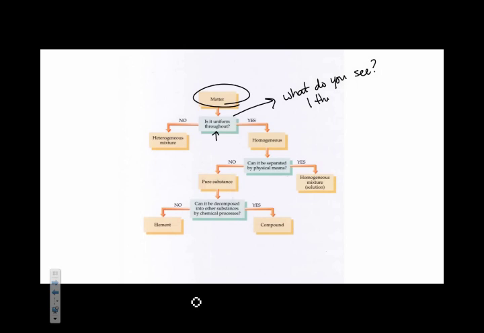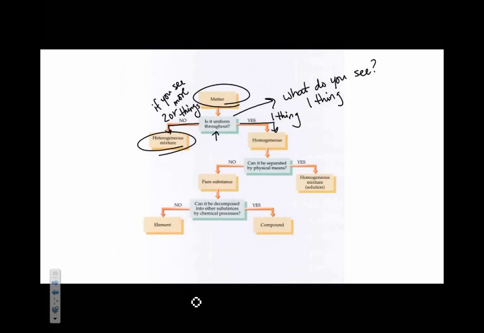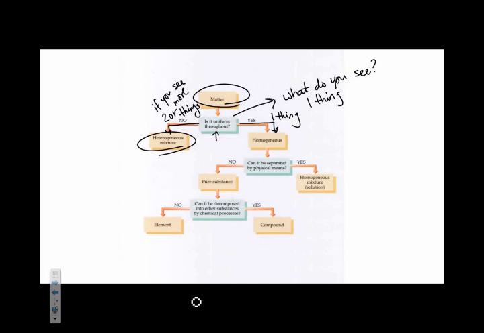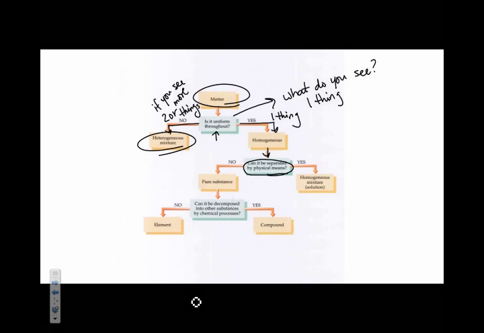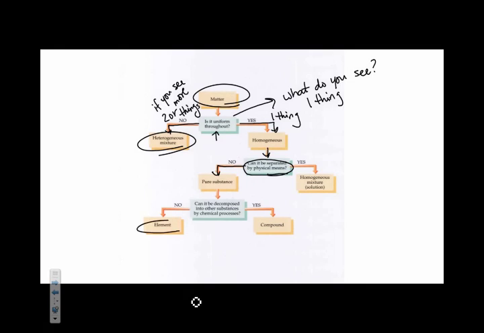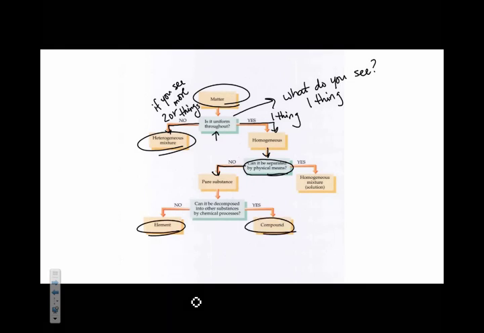If you see one thing, then you'll go this way. If you see 2 or more things, then you go this way, and that will always be a heterogeneous mixture. If you only see one thing, then you have to answer some other questions. Can it be separated by physical means? Okay, if it can't, now we're talking about pure substances. We're talking about elements, and we're talking about compounds.